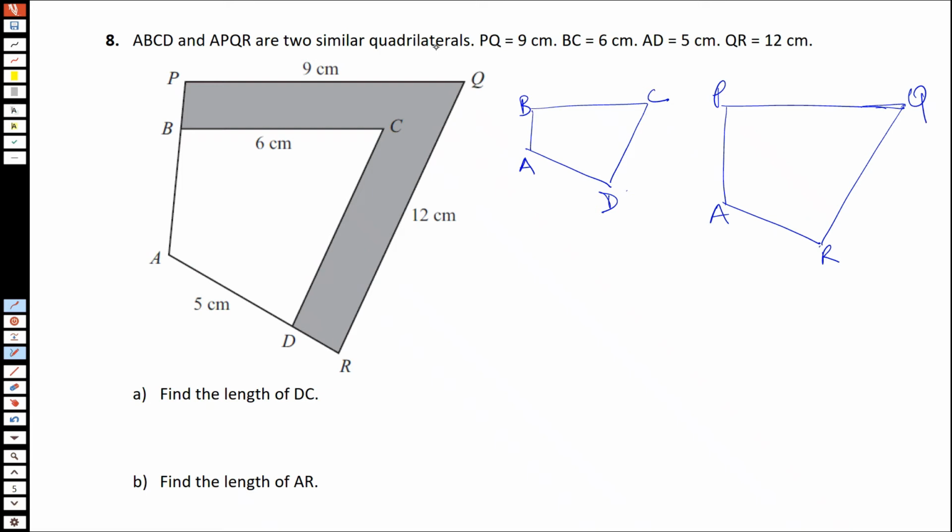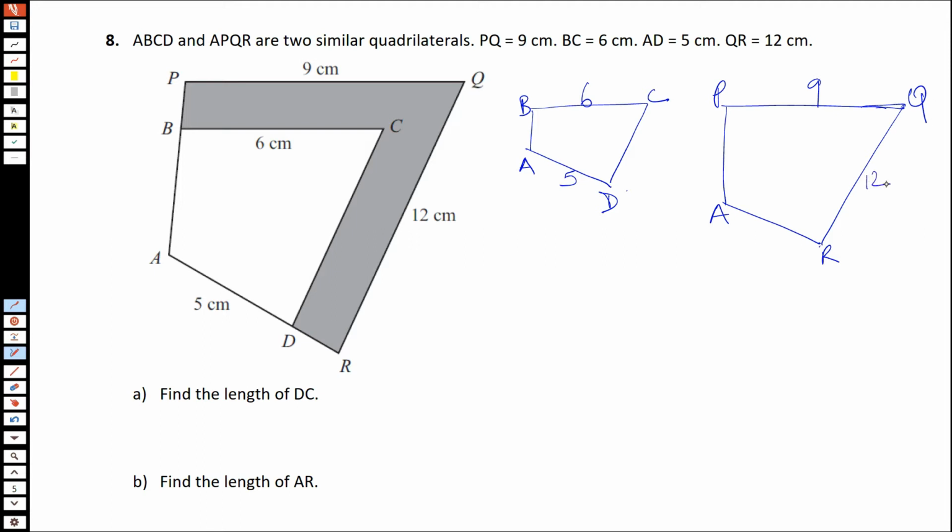In question 8, we are given two similar shapes. So basically what I've done is to separate them into two so that you can notice the corresponding sides. From the information that you're given, AD is 5 and BC is 6, PQ is 9 and QR is 12.